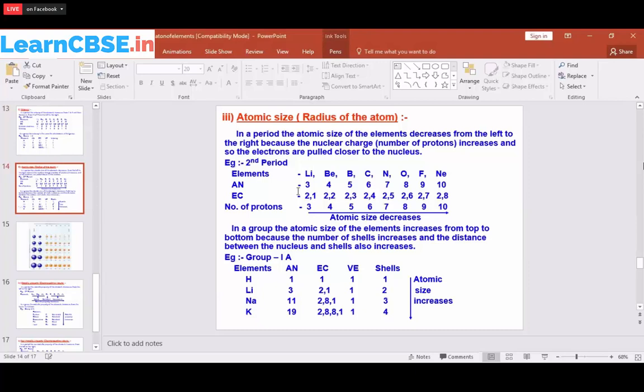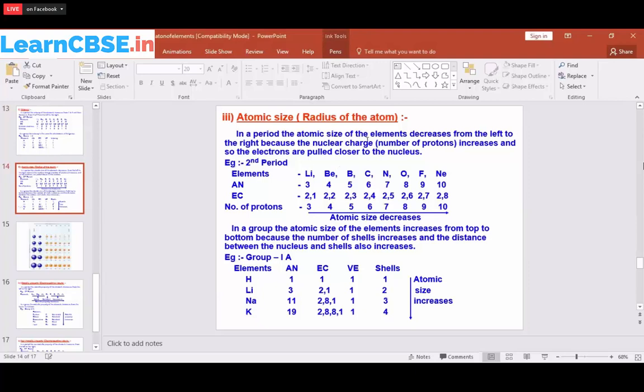So first we are going to see about the period. In the period we are moving from left to right. In this case, the atomic size of the elements decreases. So the size decreases from left to right in the periodic table because the nuclear charge is increasing.